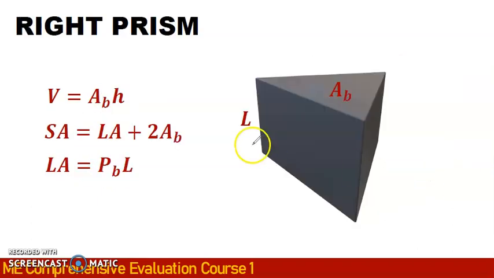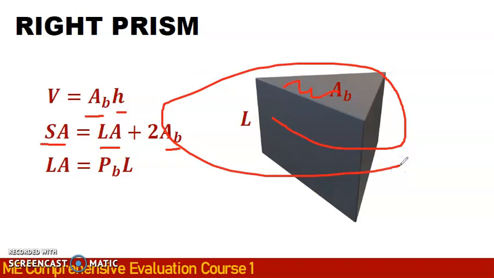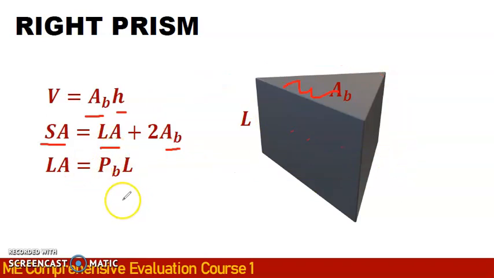Right prism. For the right prism, the volume is just the area of the base times the height. So this is your base and then the height, L. The surface area is the lateral area plus twice the area of the base, because we have 2 bases. And then the lateral area, the one that surrounds it, this part here, you can solve by using the perimeter of the base times the length.